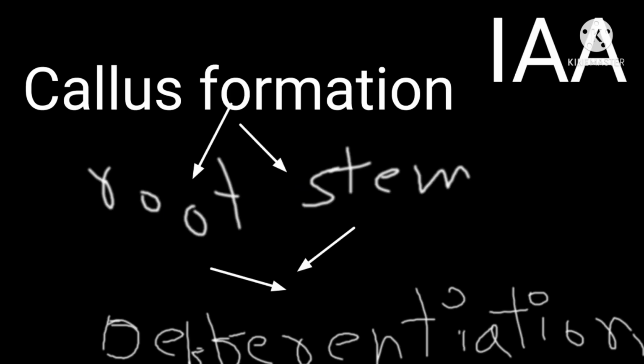When IAA is applied in a lanolin paste on the tip of the debladed petiole of a bean leaf, a swelling is formed there. This is due to the formation of callus, leading to differentiation.